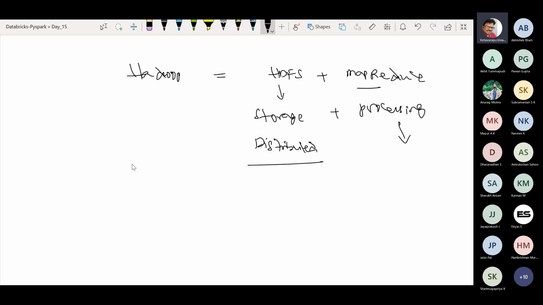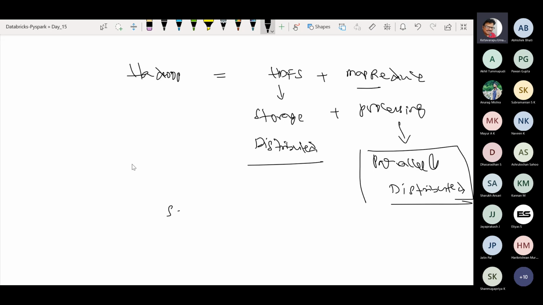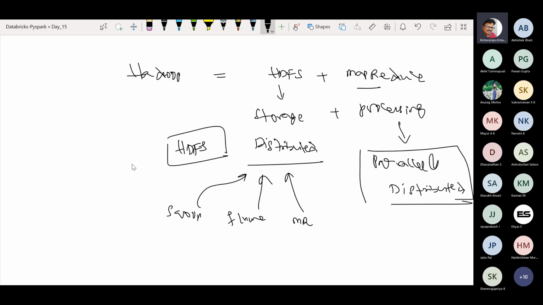Whereas if you are considering the processing, parallel and distributed, these two functionalities are making use of the convention. Any ecosystem tool generates the data, maybe that is Sqoop or Flume or MapReduce. Whichever, all these things are by default using the Hadoop Distributed File System. And once the data is available, then it can be given to Spark. Spark can access and process the data.